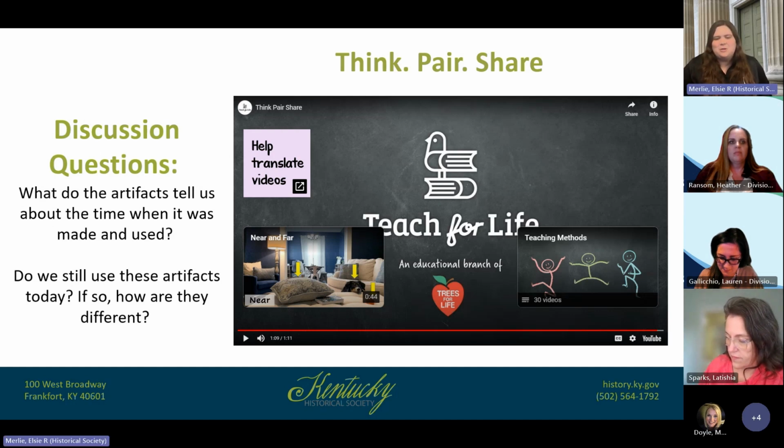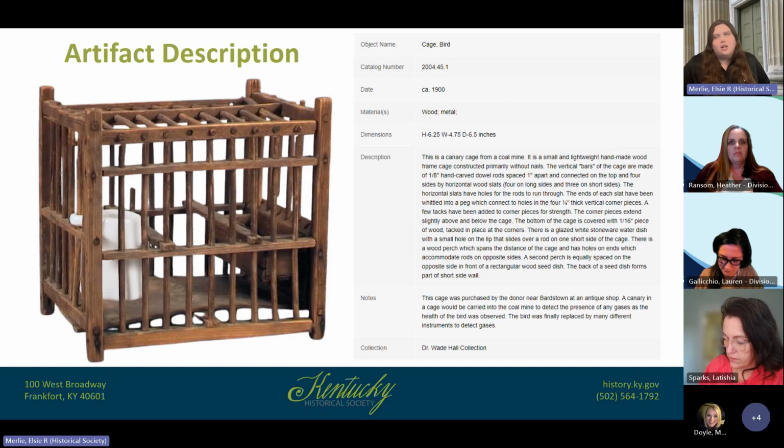That's a great connection. It's very cool that you Googled it too. I'm going to share a little bit on the next slide about this bird cage, also known as the canary cage. This is the description we have in our KHS digital collections. So this is a canary cage from a coal mine. This cage was purchased in Bardstown at an antique shop, but it was used around 1900.